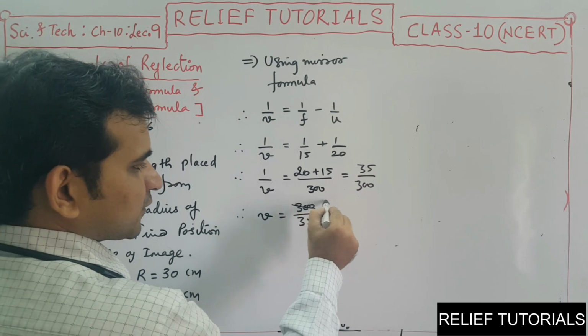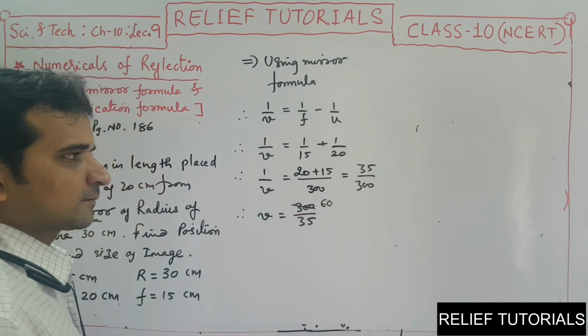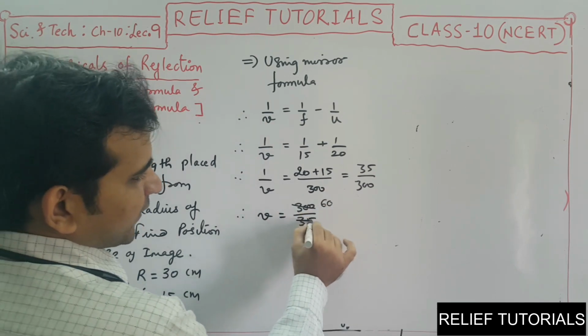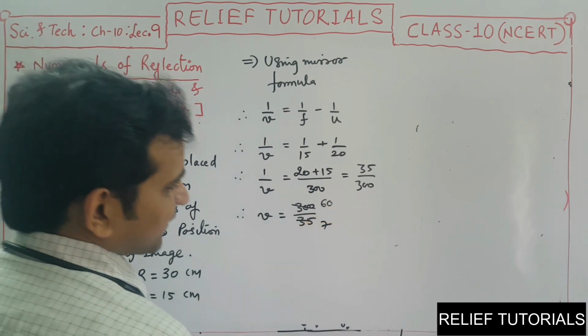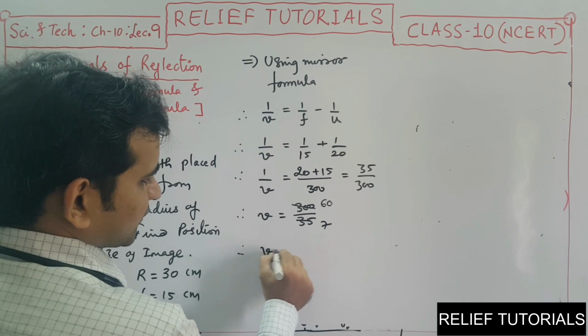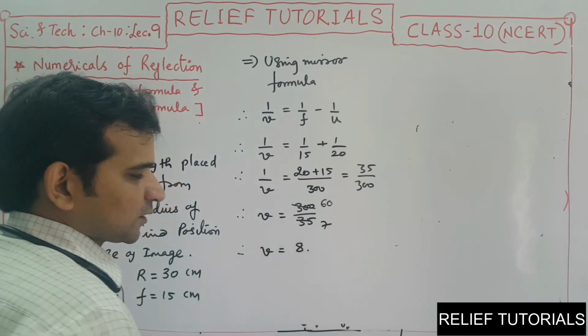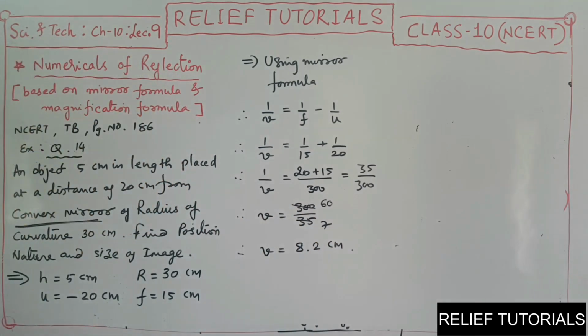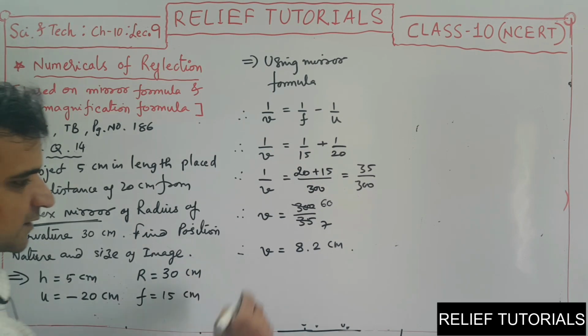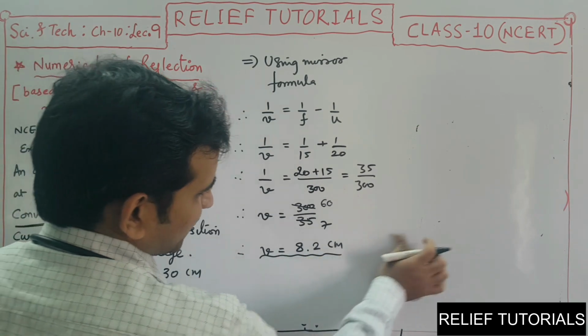So 5 60s are and 5 7s. 60 by 7. So it will be near about 8.2 centimeter. 60 by 7, it is near about 8.2 centimeter. So the image distance is 8.2 centimeter.